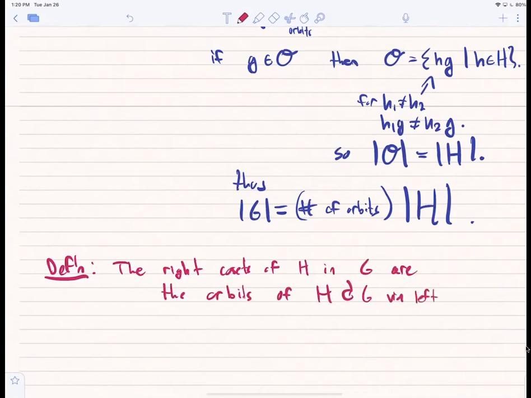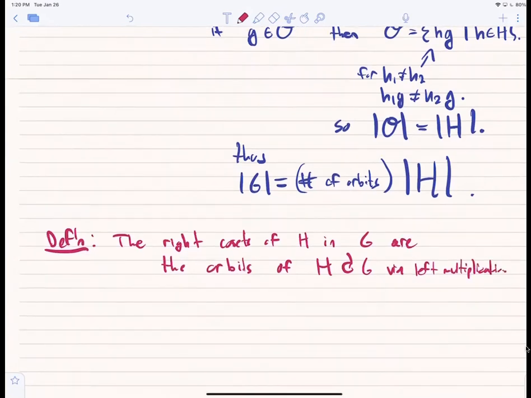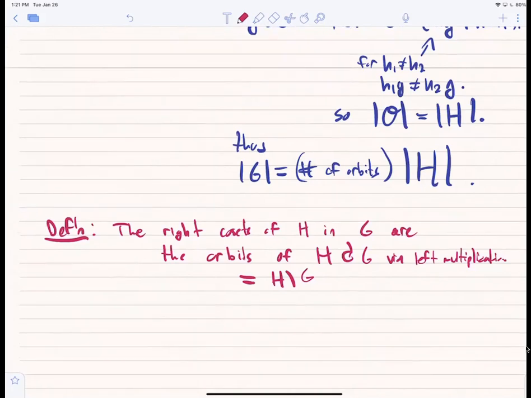This looks a little silly, why these are called right cosets when they're the orbits for left multiplication. We'll come back to that in a second. But we write them as H mod G. This notation suggests the fact that two elements in G are in the same orbit if they differ by multiplication by H on the left.